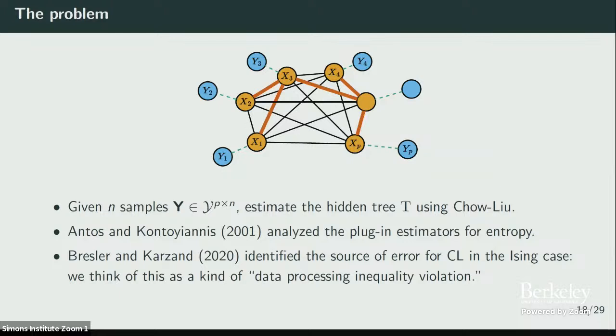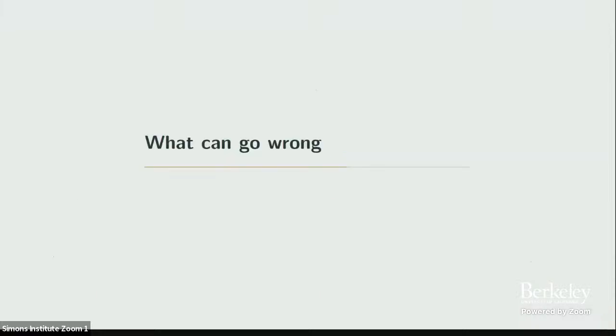And in the binary case, you can identify the source of error in the Chow-Liu algorithm. That is, when does the Chow-Liu algorithm fail? It fails precisely when you have a particular kind of data processing inequality violation. And so we can generalize this. The main point of this talk is that you can generalize this condition in the noisy case as well.